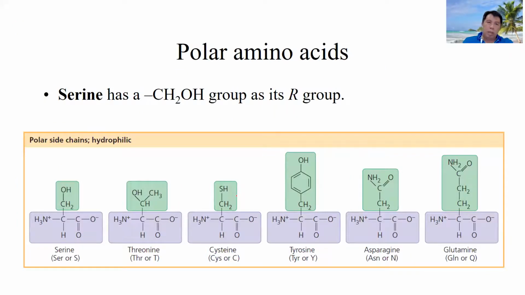So for the polar amino acids, for example, serine, that has a CH2OH group as its R group. So the OH here, that means here is slightly polar. So that means it's slightly positive here and slightly negative here, because oxygen is a more electronegative atom compared to hydrogen.